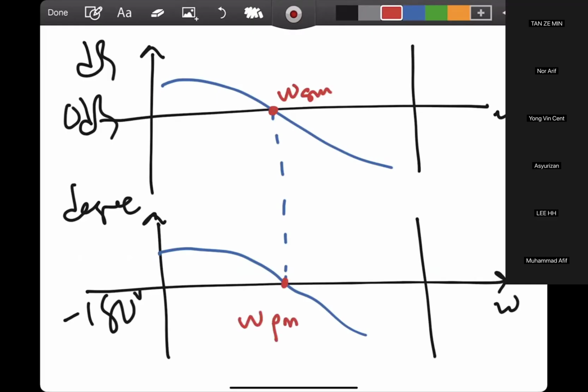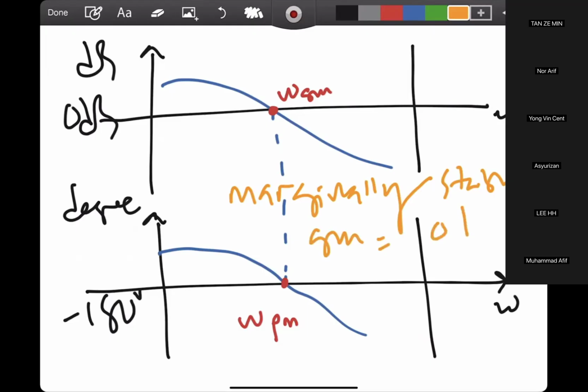Marginally stable. Gain margin 0 dB. Phase margin 0 degrees. Omega GM equals omega PM.